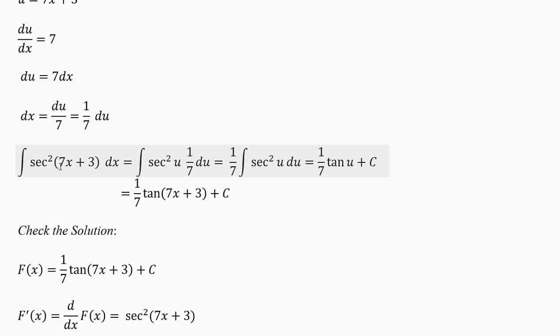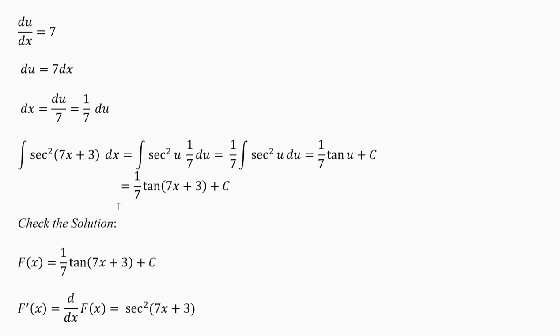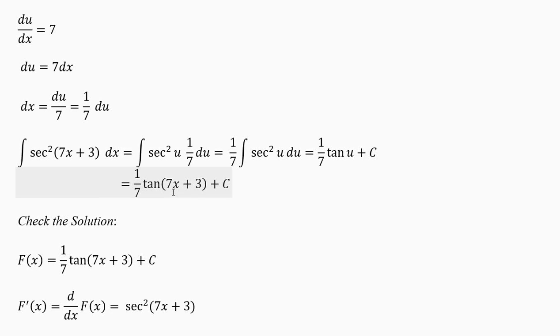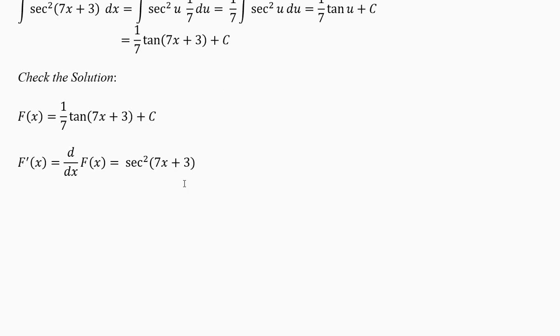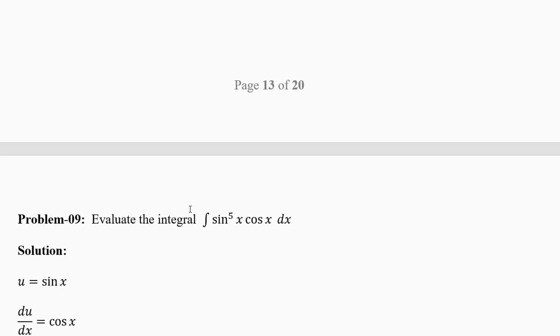Now integration of secant square 7x plus 3 dx will become secant square u. How much is dx? Dx is 1 by 7 du. This 1 by 7 comes out. You have 1 by 7 integration of secant square u. If you differentiate tangent, you get the secant square. So your answer is 1 by 7 tangent u. Put back the value of u, you will get 1 by 7 tangent 7x plus 3 plus c. Again, you can differentiate and check the answer.